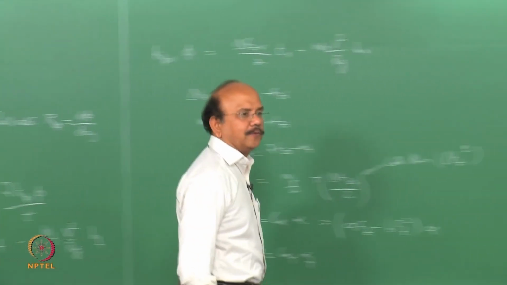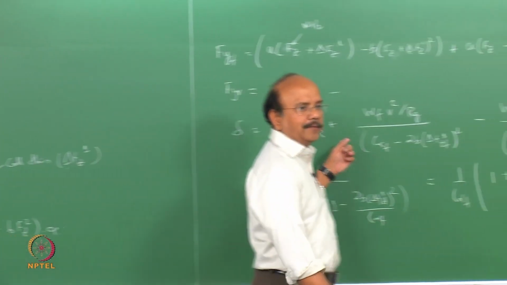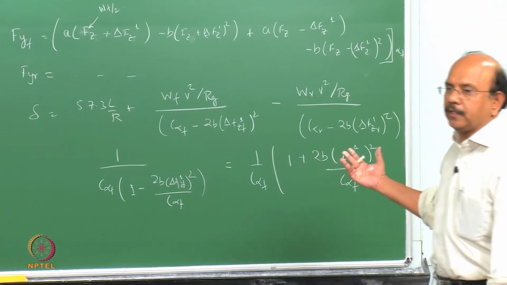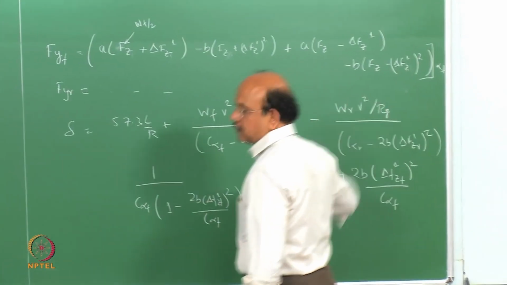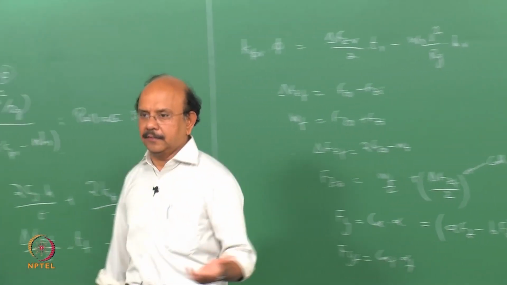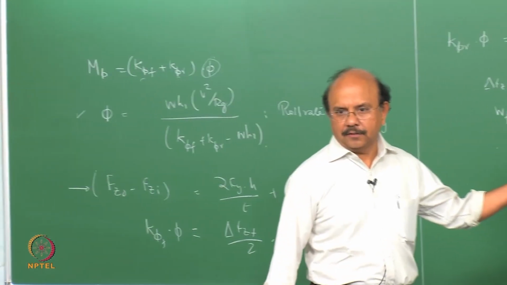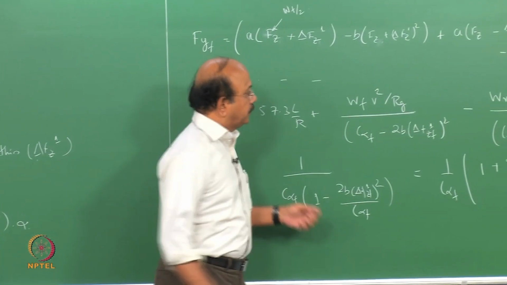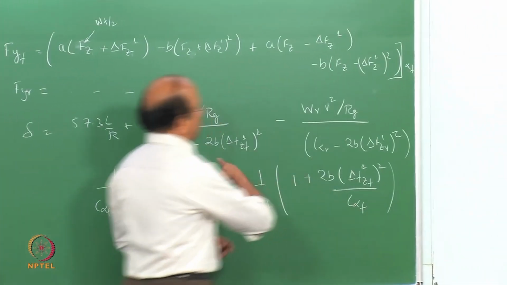Yeah, 50, what is 57.3? I'm replacing radians by angles, because usually these alphas are expressed in terms of angles. So I'm converting L by R, radians, into angles, that's all. Okay, so then what I'm doing is, this is the expression I get.